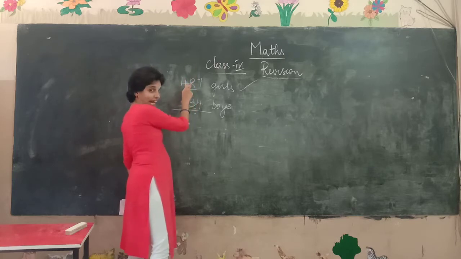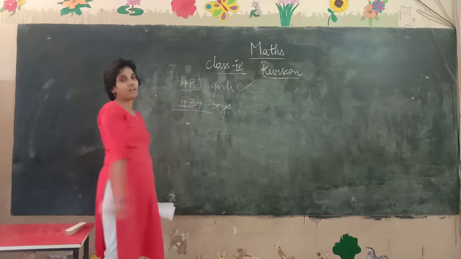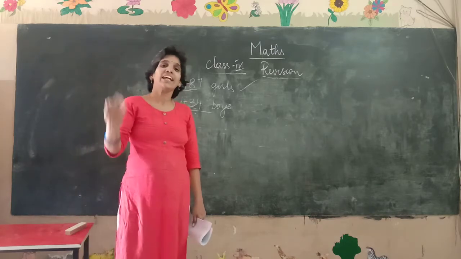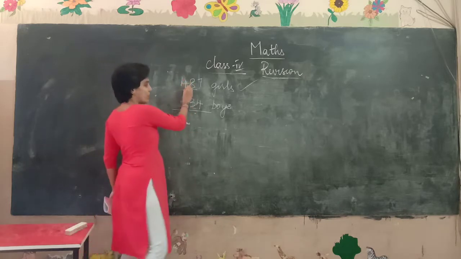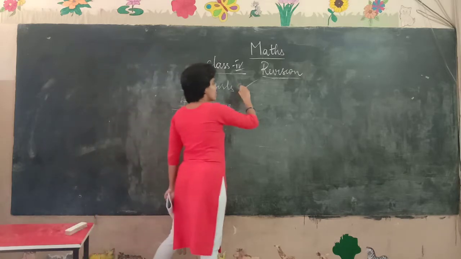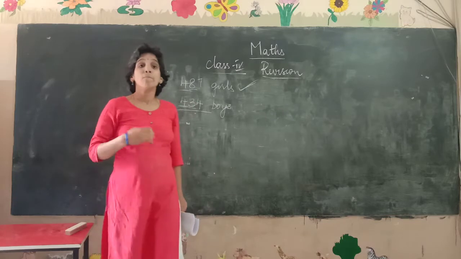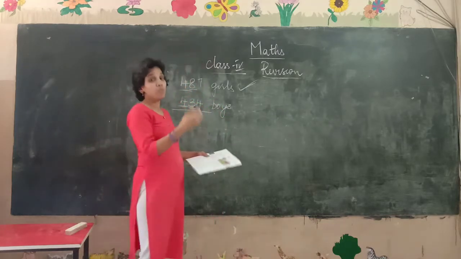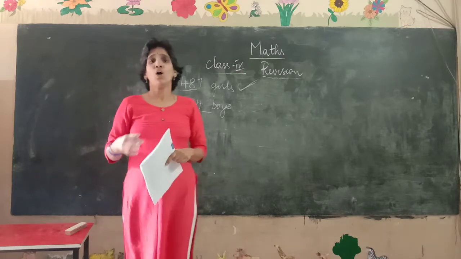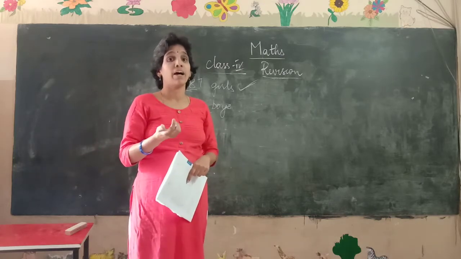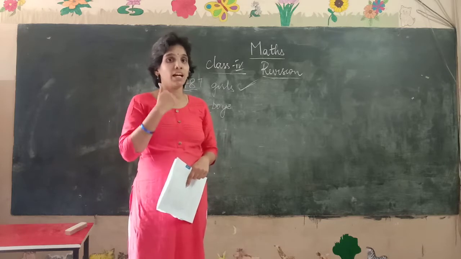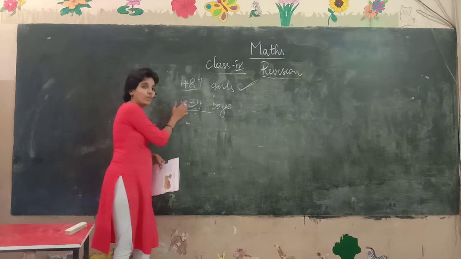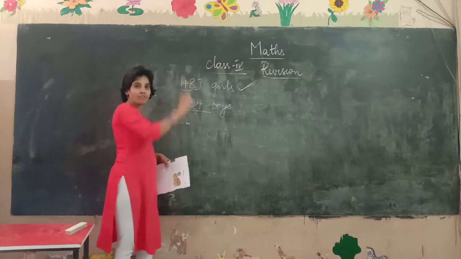Now you compare the numbers in the tens place. In the tens place, 8 is there here and 3 is there here. So is 3 bigger or 8 bigger? 8 is bigger. So 487 is the bigger number, so girls are more in number. Okay children, and by how many was it asked? By how much are girls more in number? To know that, you need to subtract 434 from 487.